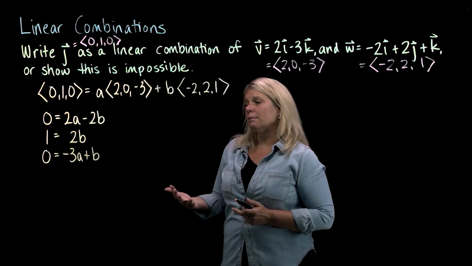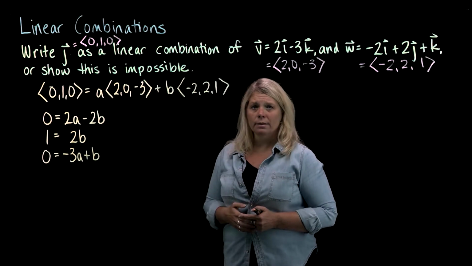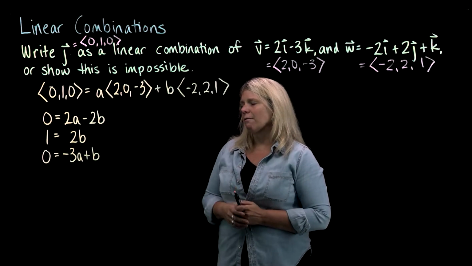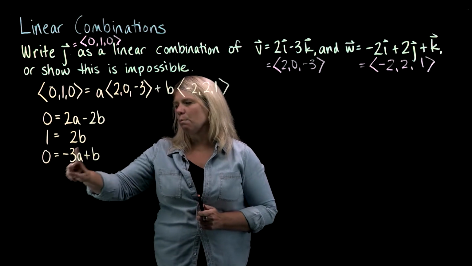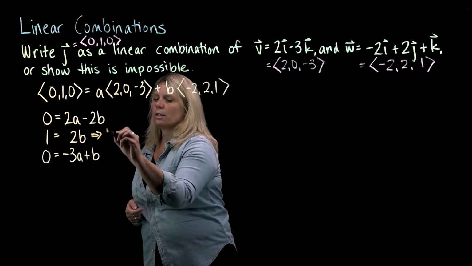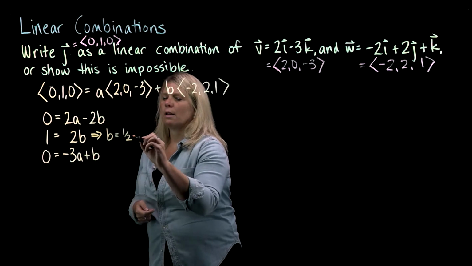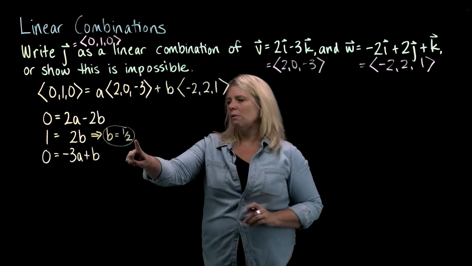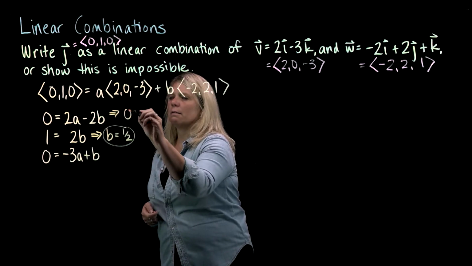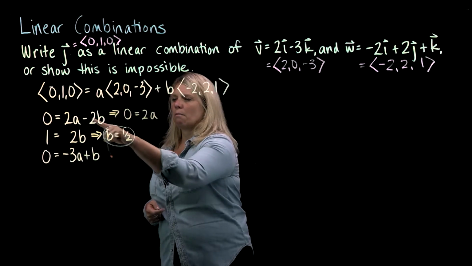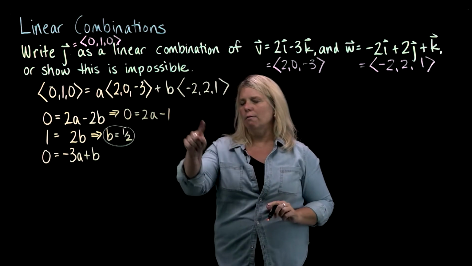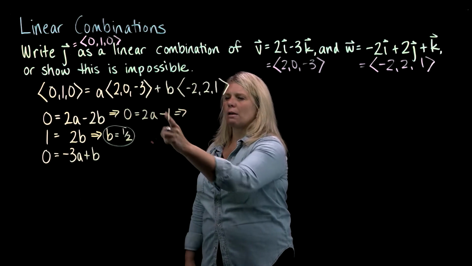So when you have a system like this, you might know many ways to solve a system. Whatever way you know to solve a system is perfectly fine. This one's pretty straightforward. The B solution falls right out of that second equation. So in this second equation, I get B equals 1/2. And then if I plug B equals 1/2 into, say, the first equation, I get 0 equals 2A minus 2 times 1/2, which will be minus 1. And then I solve that for A. I'll also get A equals 1/2.